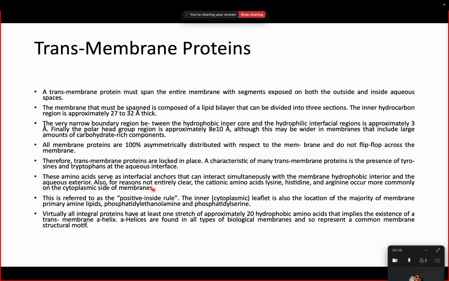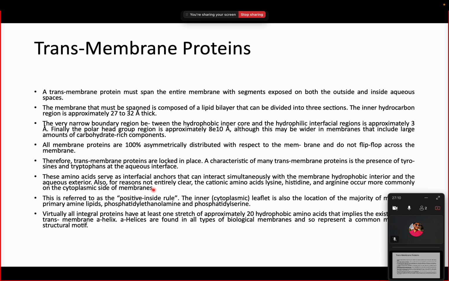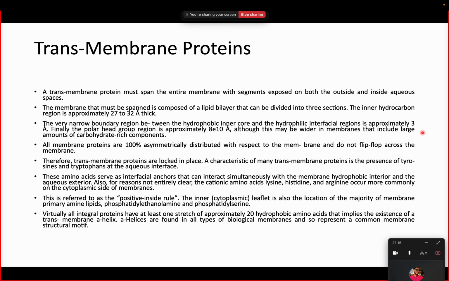A transmembrane protein must span the entire membrane with segments exposed on both the outside and the inside aqueous space. So the representative structure which we saw at the beginning of today's discussion was for the membrane protein, right? The membrane that must be spanned is composed of a lipid bilayer that can be divided into 3 sections. The inner hydrocarbon region, approximately 27 to 32 angstrom thick. A very narrow boundary region between the hydrophobic inner core and the hydrophilic interfacial region, approximately 3 angstrom.